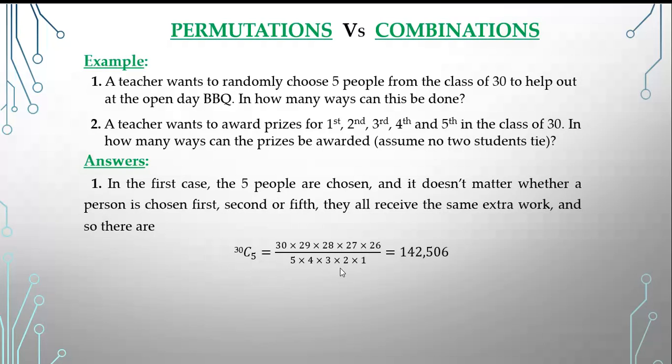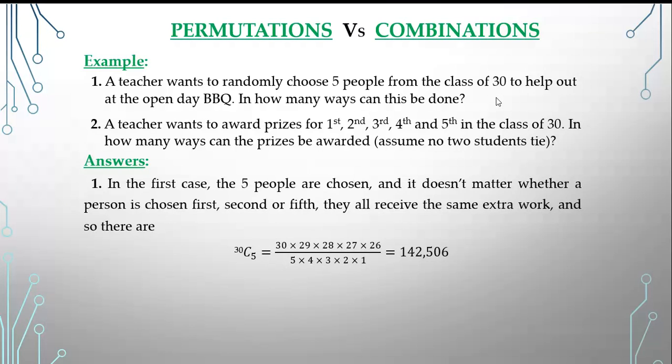And you calculate this: 30C5 means 30 factorial upon 5 factorial times (30 minus 5), 25 factorial. 25 factorial cancels out with the 25 factorial, so the remaining numbers are these. After calculating, we get 142,506 ways to select the 5 people out of the 30.